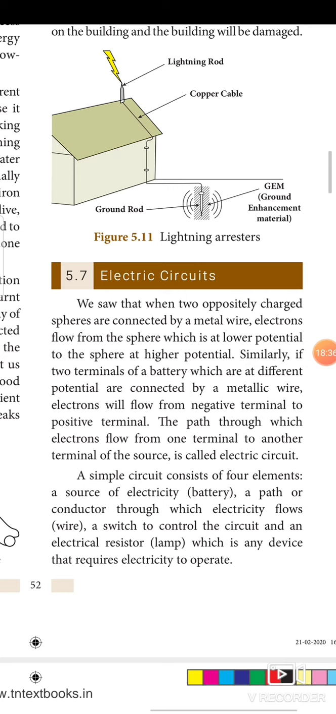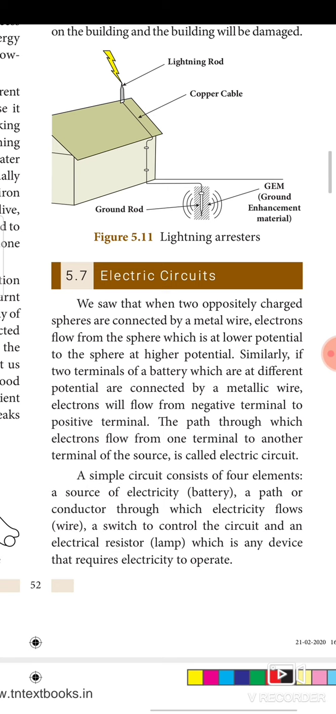We see that when two oppositely charged spheres are connected by a metal wire, electrons flow from the sphere which is at lower potential to the sphere at higher potential. Similarly, if two terminals of a battery which are at different potential are connected by a metallic wire, electrons will flow from the negative terminal to the positive terminal. The path along which electrons flow from one terminal to another terminal of the source is called an electric circuit.